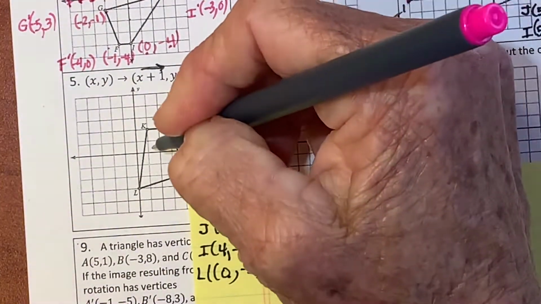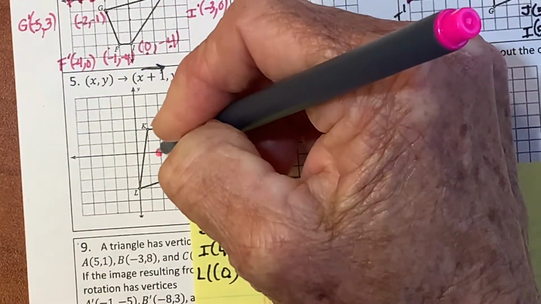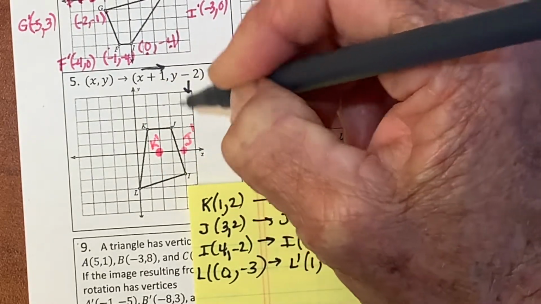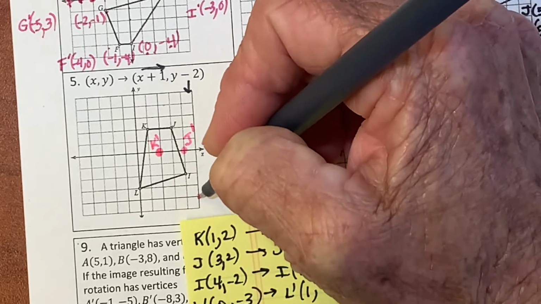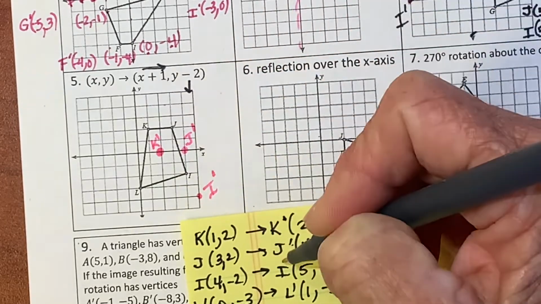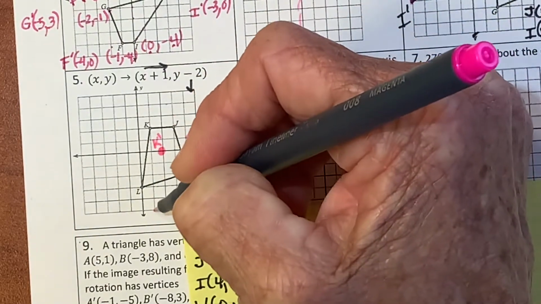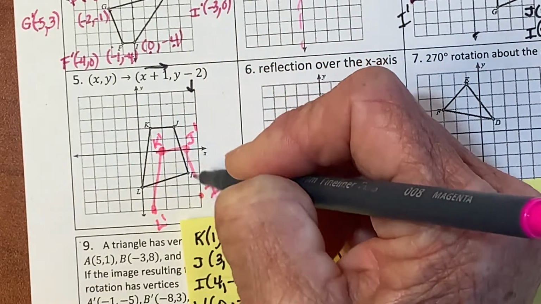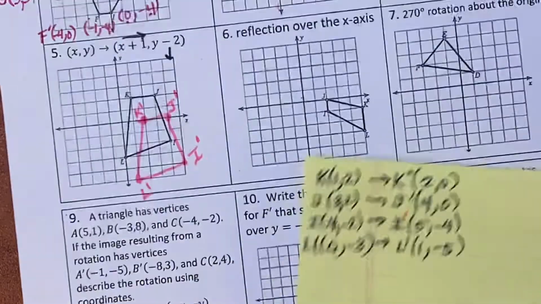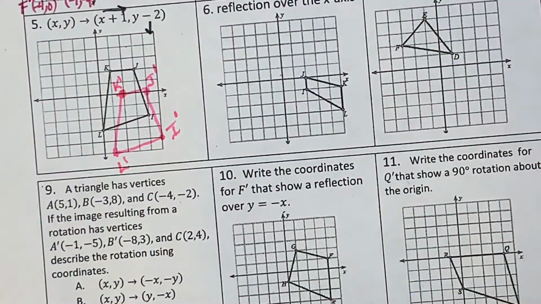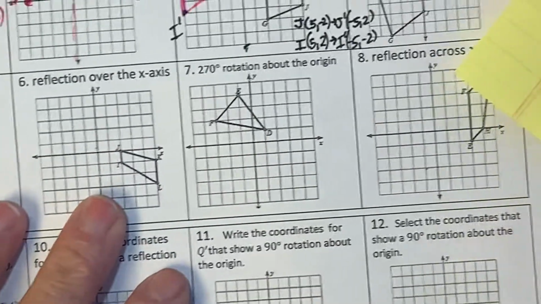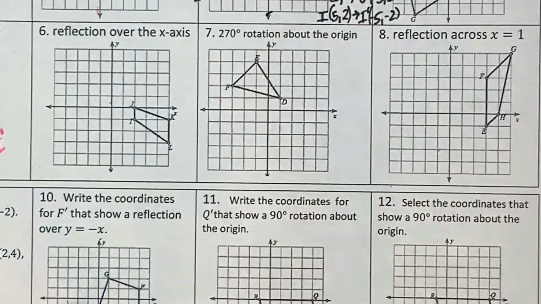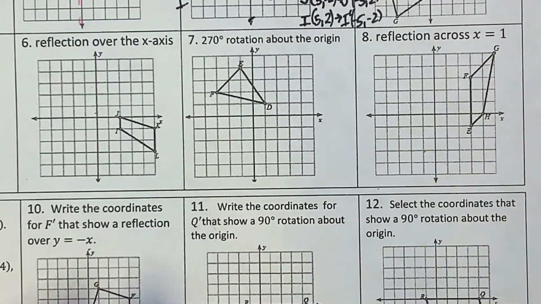So on the x-axis, 2, 0 is K prime, 4, 0 is J prime, over 5 down 4 was I prime, and over 1 down 5 is L prime. So we didn't spin it, flip it, we just slid it. So the orientation is the same. All right, going over the x-axis, you can just physically fold that over the x-axis if you like.